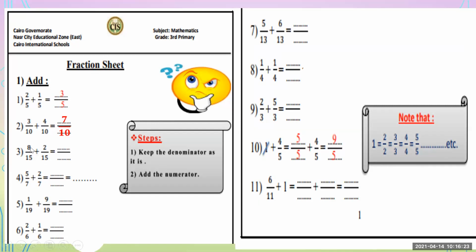Number 3, 8 over 15 plus 2 over 15. So I will put 15 as it is. And our steps here: keep denominator as it is and add numerators. So I will put 15 as it is and add 8 plus 2 equals 10.